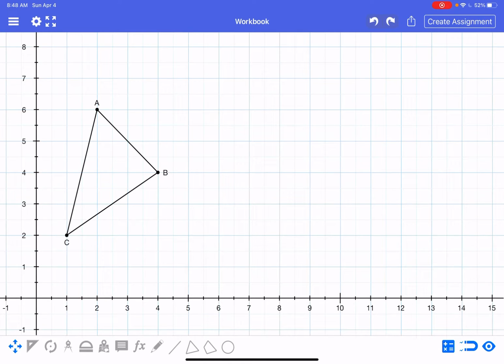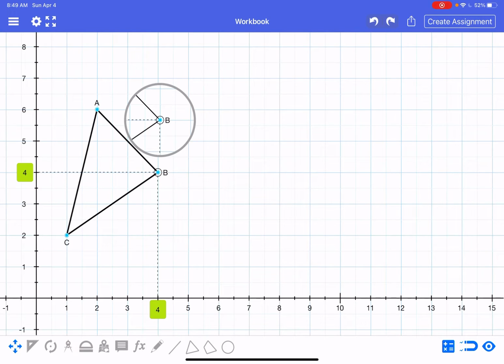So we have to remember that x is horizontal, so it goes left to right, and y is vertical, it will go up and down. Now, if I hold my pencil on C, it will tell you that the point is at 1 and 2. Okay, A is at 2 and 6, and C is at 4 and 4.